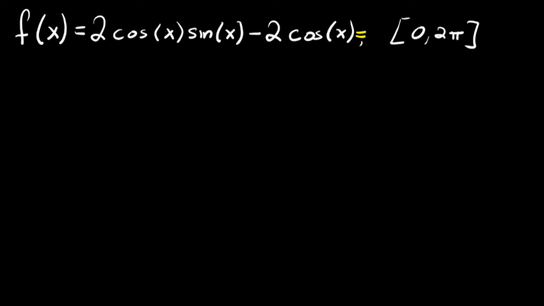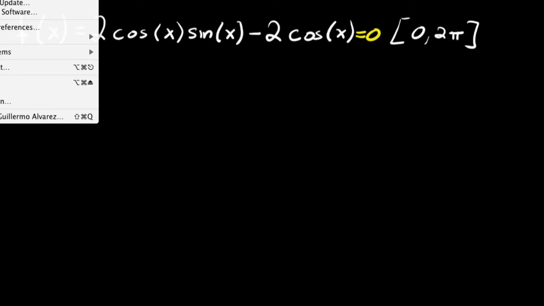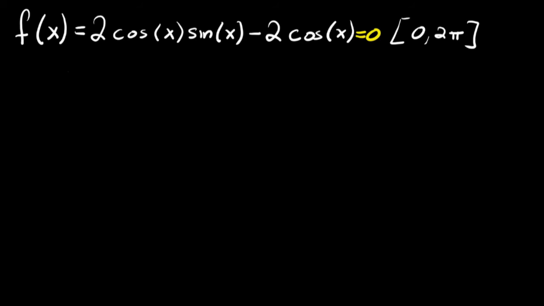So if we're trying to find the zeros, I set this guy equal to 0. The first thing that you maybe notice is that you have a cosine in common. So why not factor out that cosine?